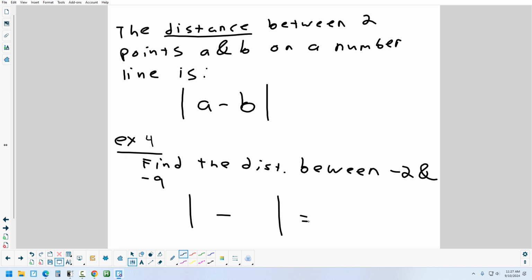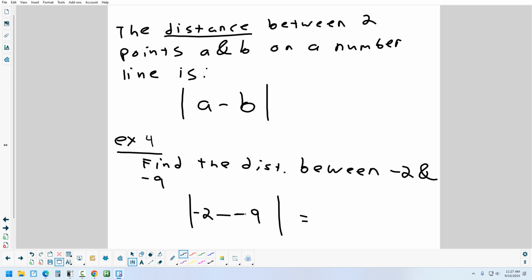All right. How about Olivia? What am I going to fill in for A? -2. All right, I can put -2. And Caden, what am I going to fill in for B? -9. Yep, -9.